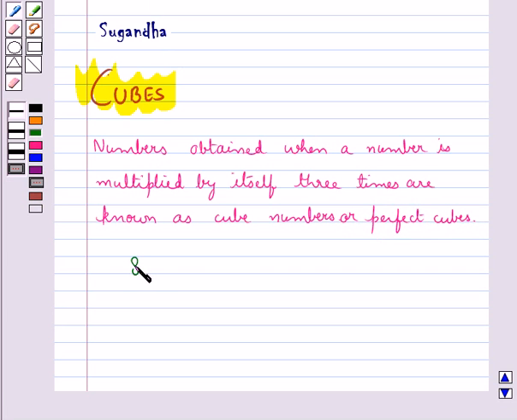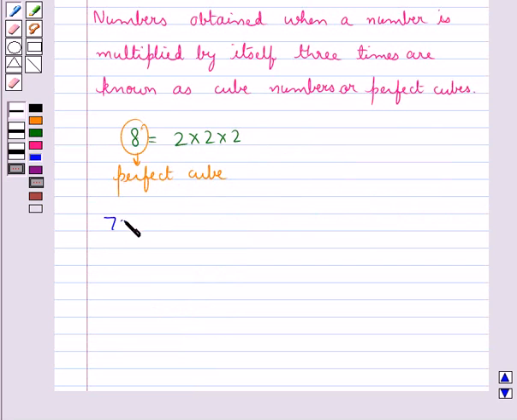Now we have that 8 can be written as 2 into 2 into 2. We have multiplied 2 to itself 3 times so as to get 8. So we say this 8 is a perfect cube. Then again the numbers 729, 1000, 1728 are also perfect cubes.